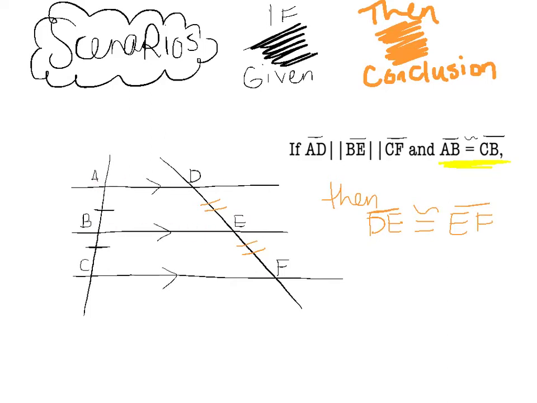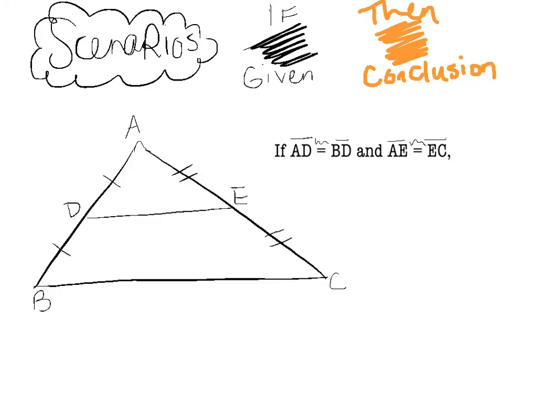All right, so that's your theorem. If you're given parallel lines and that they're an equal amount away from each other, then that means that the other transversal is also congruent on either sections. So I hope you know that. Here's your second scenario.